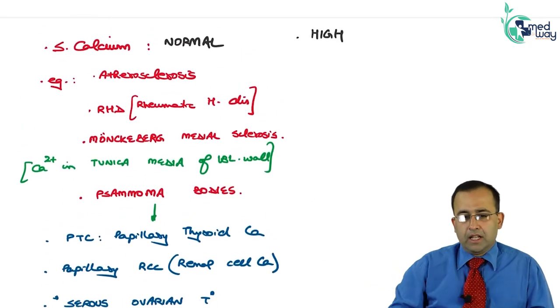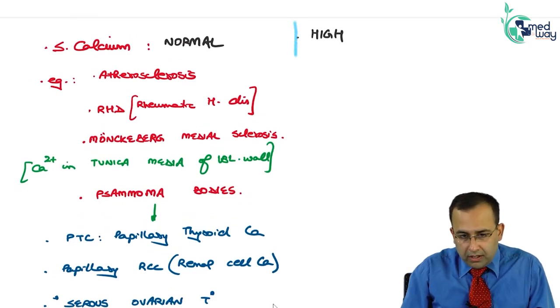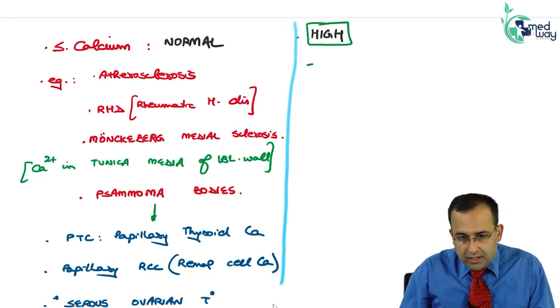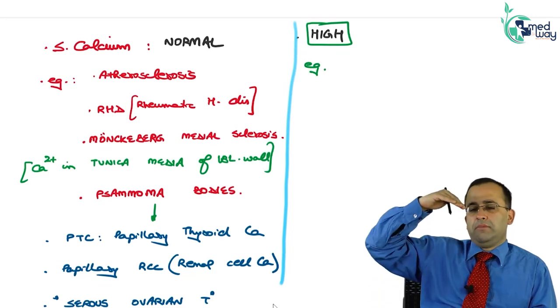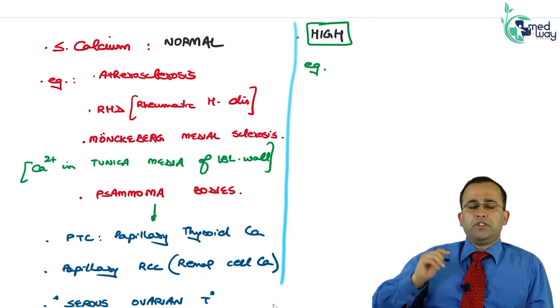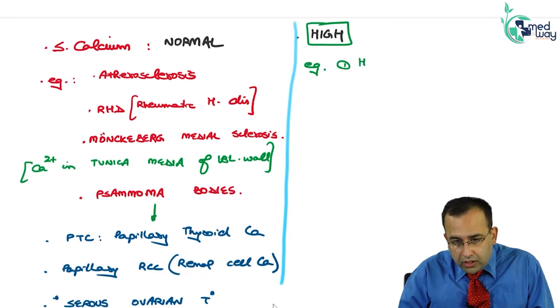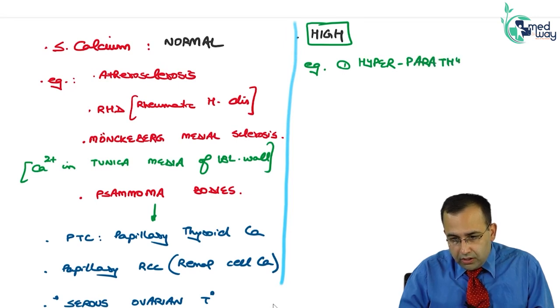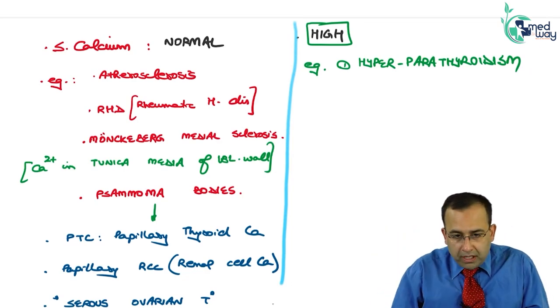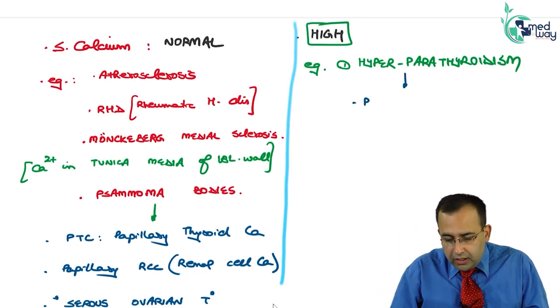Versus metastatic calcification, where serum calcium is high. Examples of the diseases: which hormone is needed for increased serum calcium? Parathyroid hormone. Parathyroid hormone increases serum calcium. That is, it is associated with hyperparathyroidism. Serum calcium is increasing. Why? Now why will hyperparathyroidism occur? Either it can occur because of parathyroid adenoma or carcinoma.